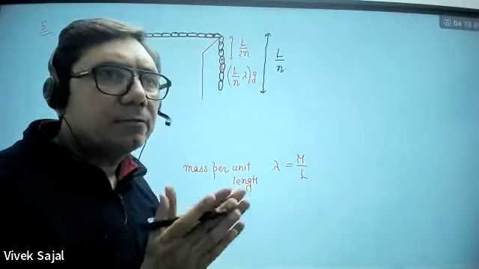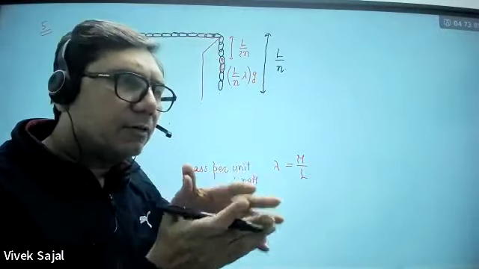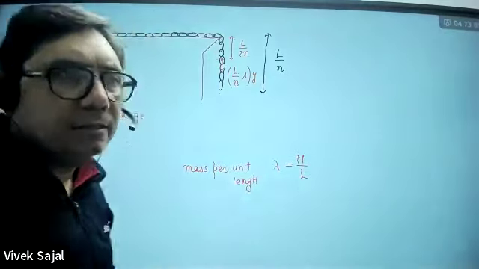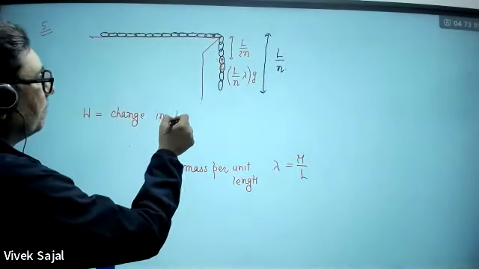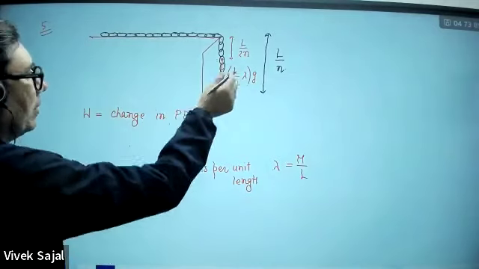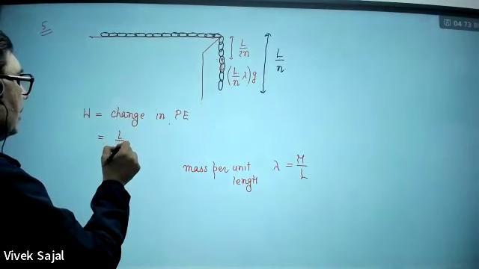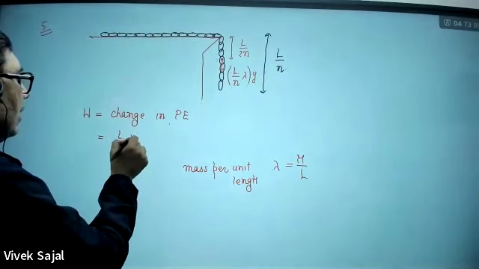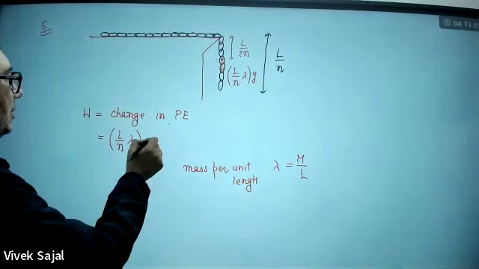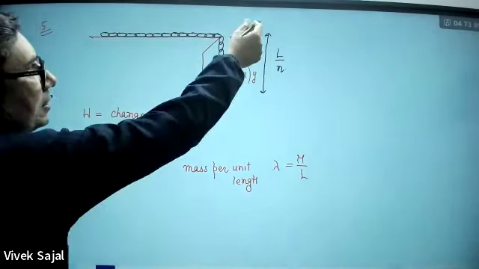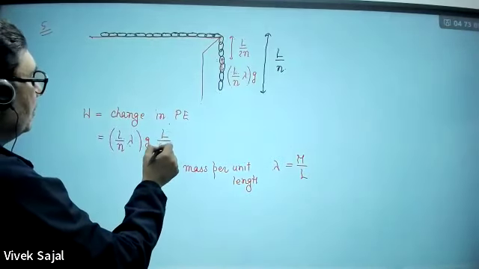So whatever work you are going to do, that work will convert into the potential energy. So work done will be equal to change in potential energy. Here, this is mgh, so this will be lambda times L by n into g. And what is the height by which you have lifted it up? This will be L upon 2n.